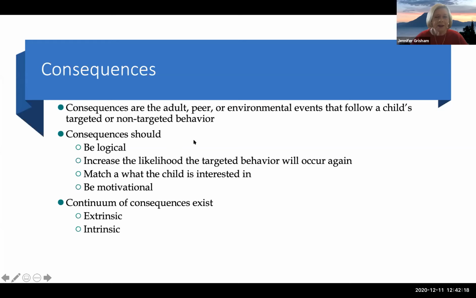When we're using consequences, we want to use those that are logical, that will increase the likelihood that the behavior is going to occur again, that match what the child is interested in, and that are motivating to the child. Oftentimes we use verbal praise with children. If we're going to use verbal praise, then we need to use specific praise to acknowledge what it is that the child did that was correct. Oftentimes, we use the event in the environment that gave the child feedback. If the child is requesting something and the child gets it, then the environment really is what gives the feedback to the child.